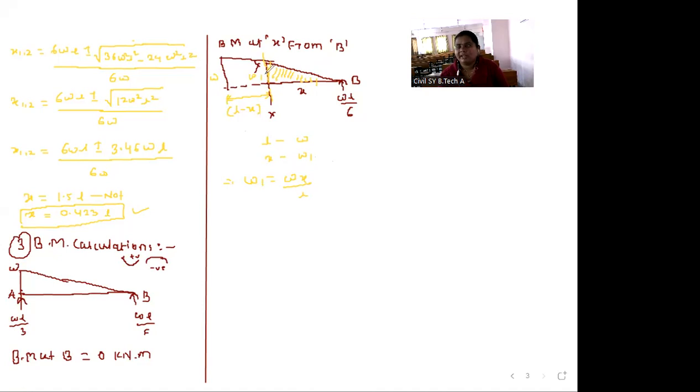Now we will calculate moment at this XX distance. Bending moment is equal to, so we will take moment from this B point. This B point pushes upward. When force pushes upward, we automatically get positive, so this creates sagging moment. So plus WL by 6 into perpendicular distance, which is only X. After that, the load of this particular figure, a triangular portion, pushes downward, and this is minus.